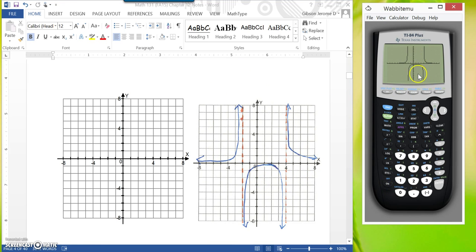You can also look at it on your graphing calculator when you type in your y equals value here and then graph, and it will show your graph here, which is what we have here.